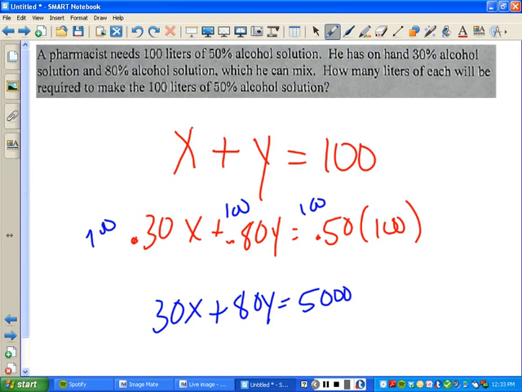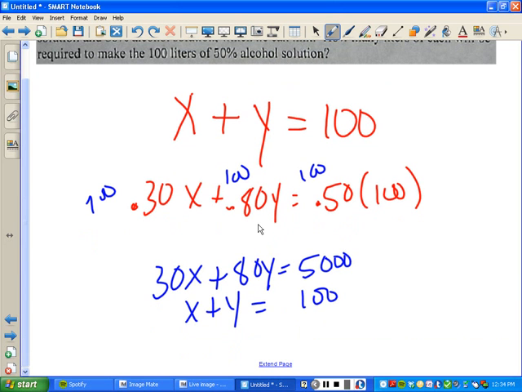Okay. Now, these are our two equations we have. What can I use to clear the x? I can use negative 30 to clear the x. Negative 30 will clear the x. What else can I use to clear the y? Negative 80 would clear the y. So again, you get a choice. I'll do negative 30.